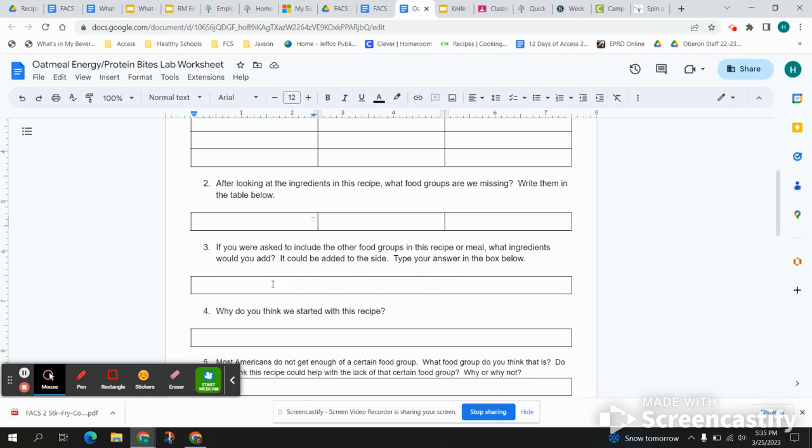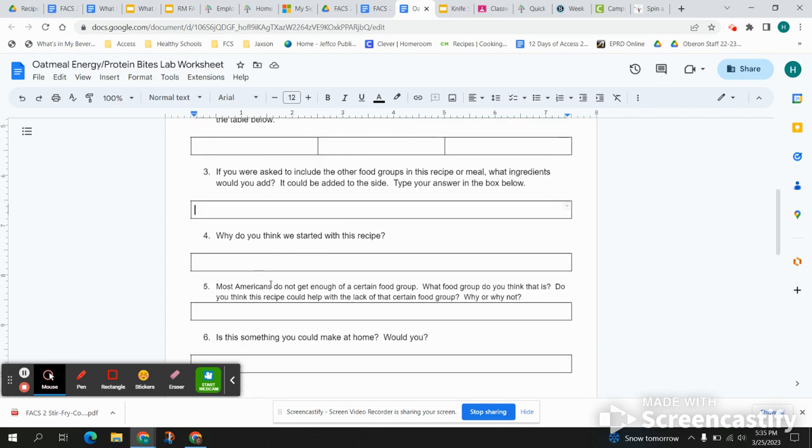So whatever food groups we're missing, say we're missing grains, if you can add it into the recipe, great. If you feel like, oh, it seems kind of weird to add that in there, what could we put on the side that maybe would tie in or taste good with this, okay? And then number 4 is why do you think we started with this recipe? You're just going to type in what you think. Why do you think I chose this as our first recipe in Facts 2 to do? I have talked about it already, so you should know the answer. This is more your opinion.